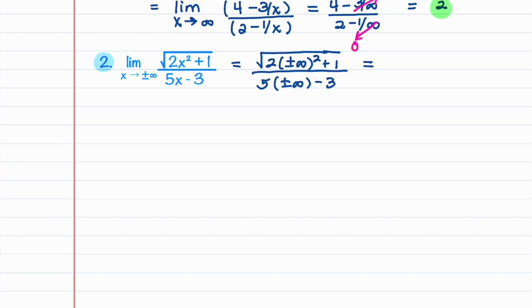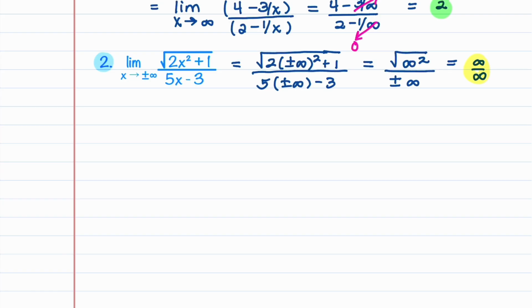Let's look at the numerator first. The biggest term is the first one, 2 times infinity squared. So let's just write this as the square root of infinity squared, all divided by 5 times plus or minus infinity minus 3. The minus 3 won't matter, so we can just write this as plus or minus infinity. So we end up with some form of infinity divided by infinity, which is an indeterminate form.